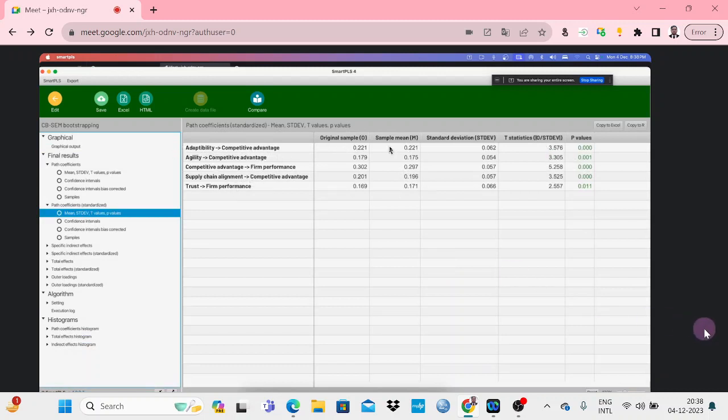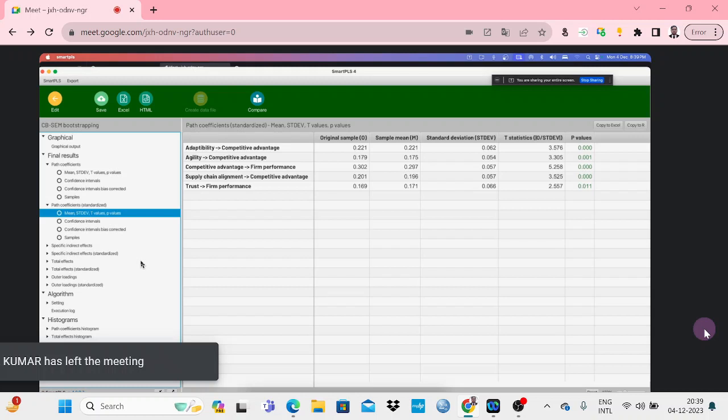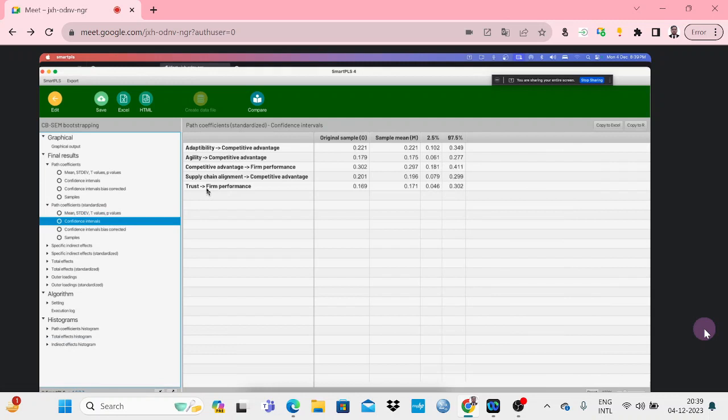And we are seeing the original and bootstrapped sample mean. And if you divide the bootstrap sample mean by the standard deviation, we get the t value and the p value. So you can see all the paths are more or less significant, with trust to firm performance being the weakest. The others are more or less very powerful. This is the weakest, but still it is significant. Okay. These are the path coefficients of all these models. And these are the confidence intervals, same thing.